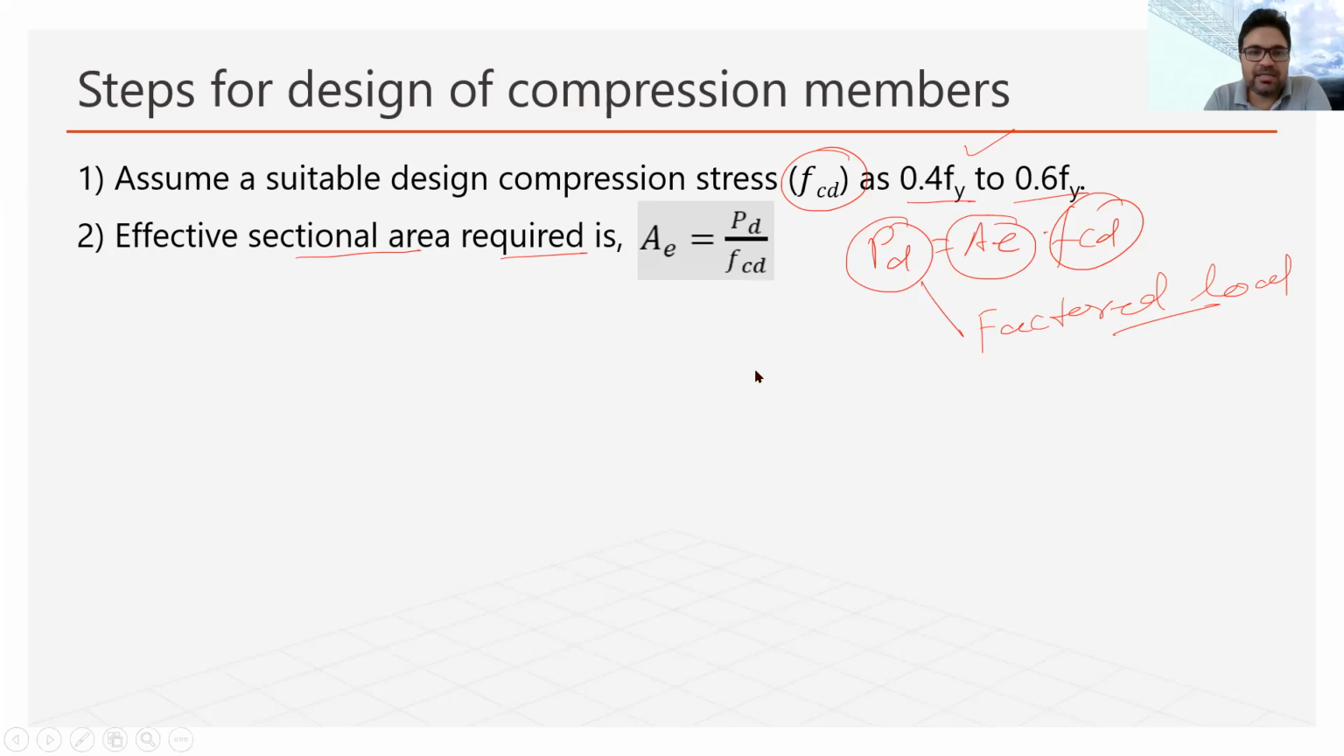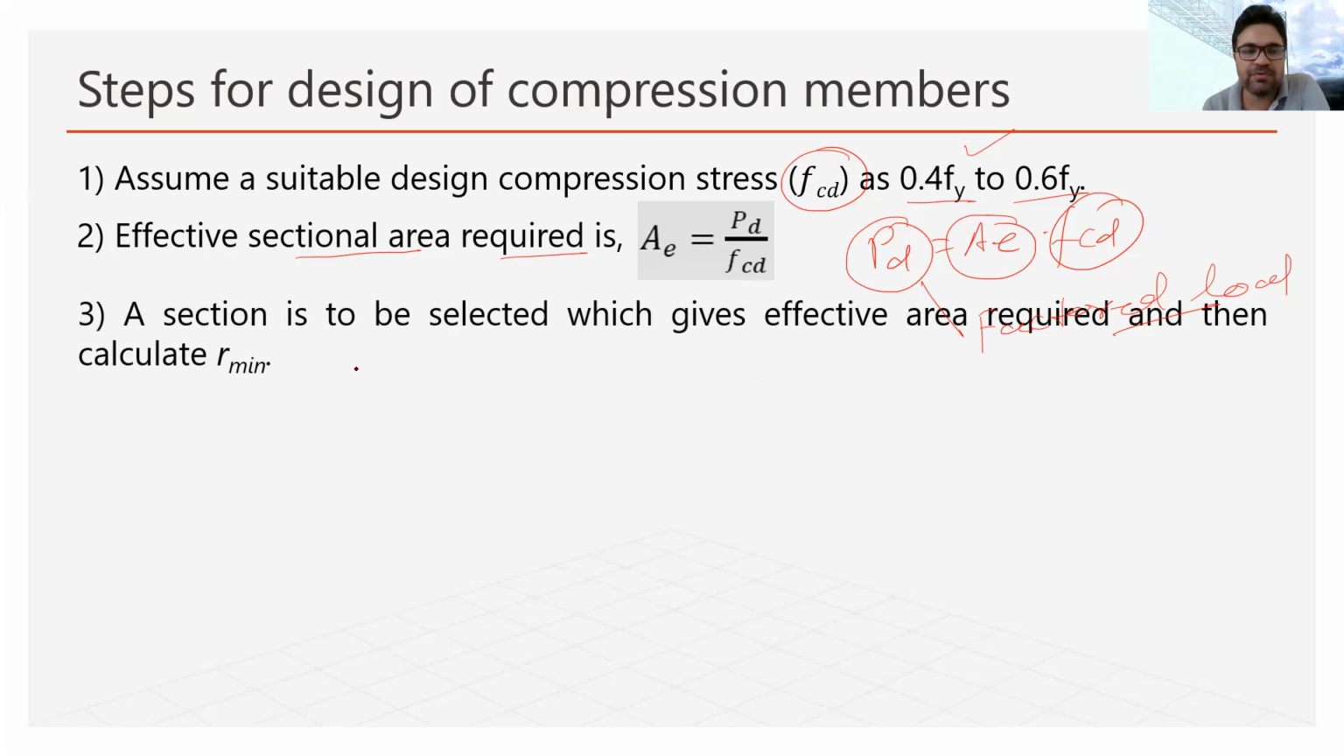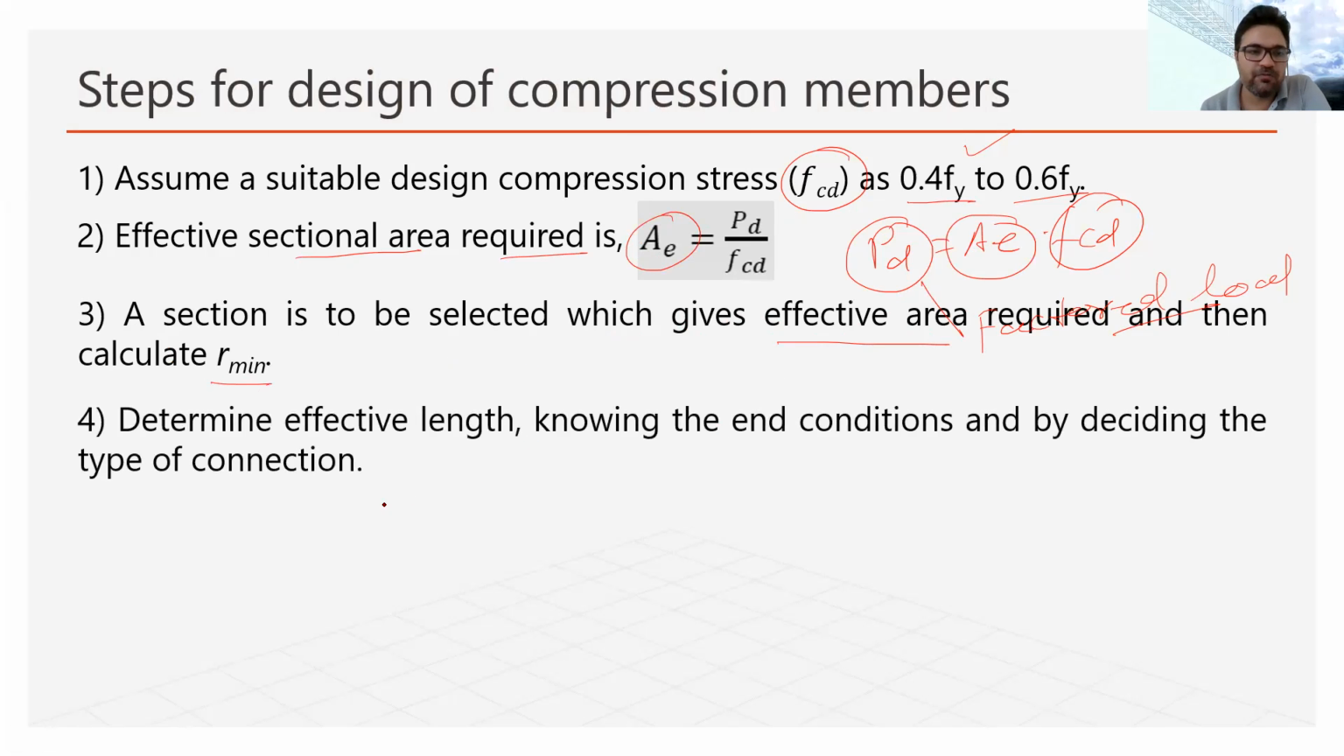Then in the third step, we will choose a section which gives the effective area required, and we will also calculate the r minimum, because the r value can be found from the steel table. So basically we will use the steel table to select the section which has effective area around the area we calculated in step 2. Then in step 4, we will determine the effective length based on the end conditions, whether it is a fixed condition or hinge condition.